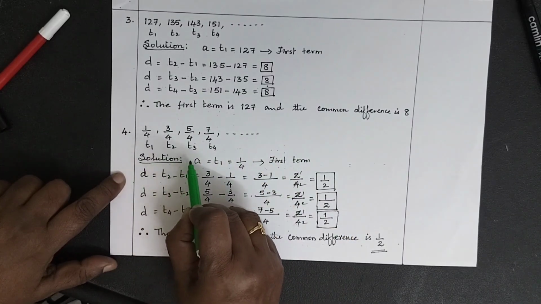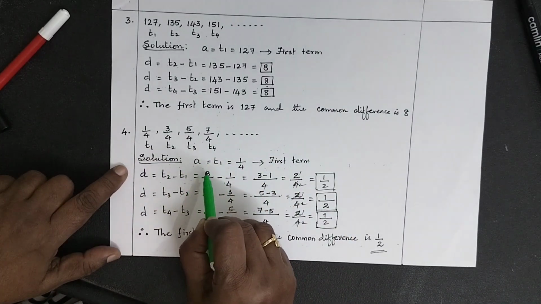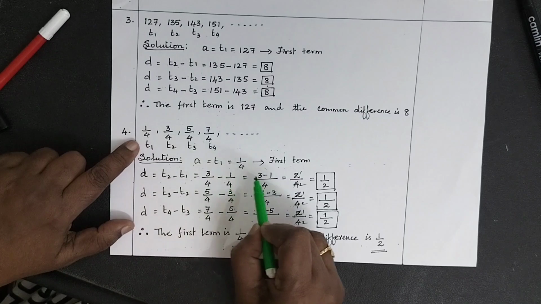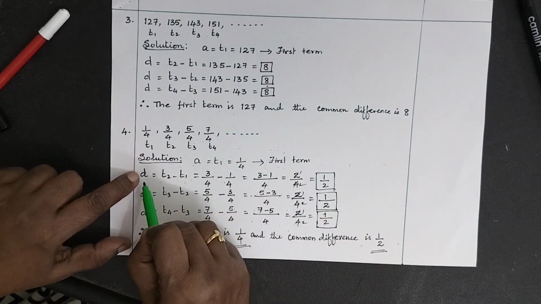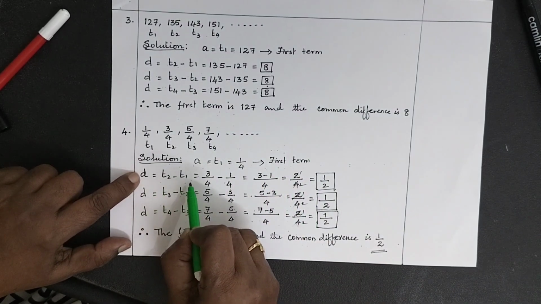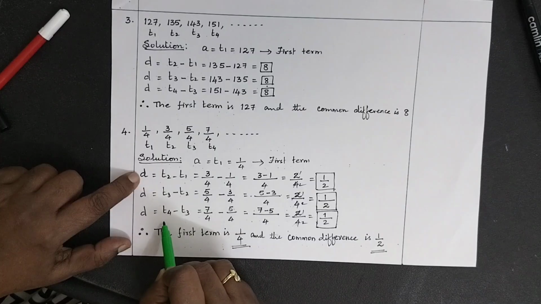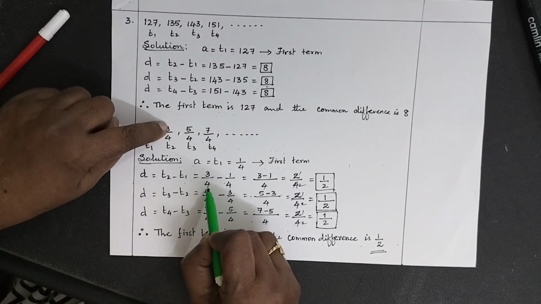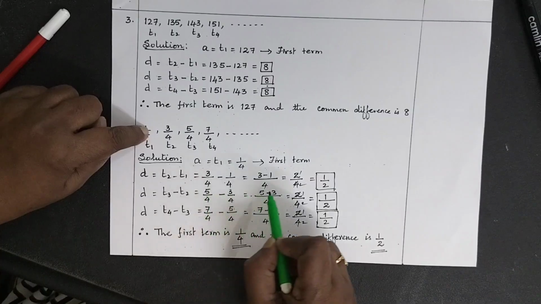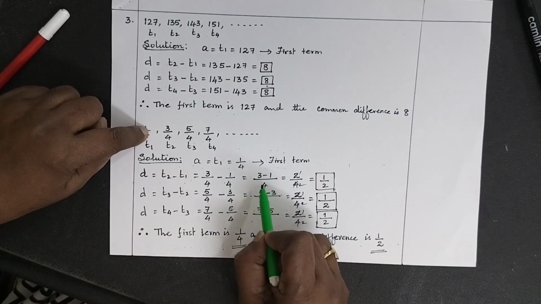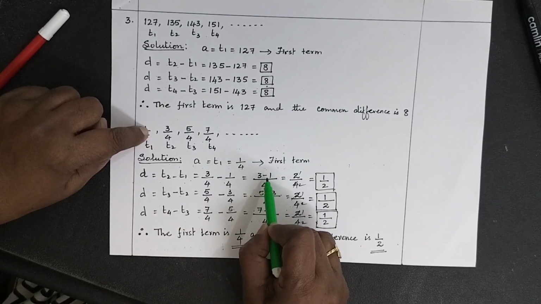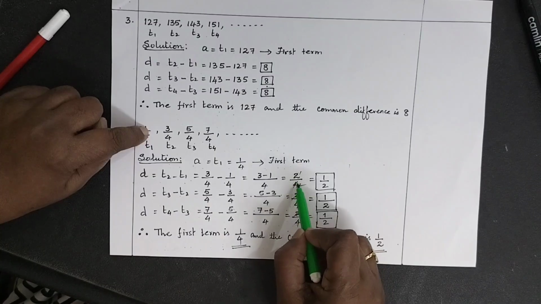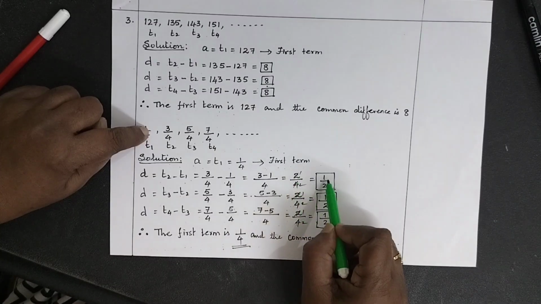T1, T2, T3, T4. So, first term A is equal to what? T1, which is 1 by 4. That is first term. And D is equal to what? T2 minus T1 or T3 minus T2 or T4 minus T3. So, T2 is what? 3 upon 4 minus 1 upon 4. So, take the common denominator and just write the numerator as it is and subtract it. 2 upon 4, that is 1 upon 2.